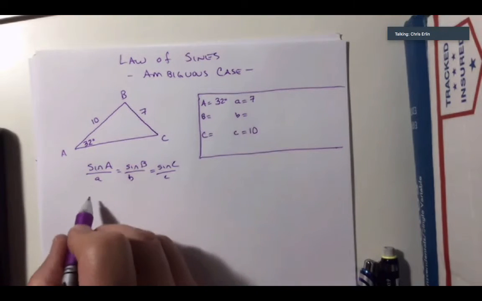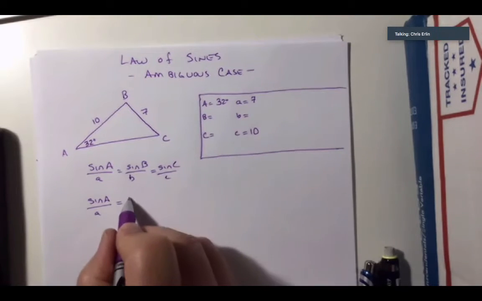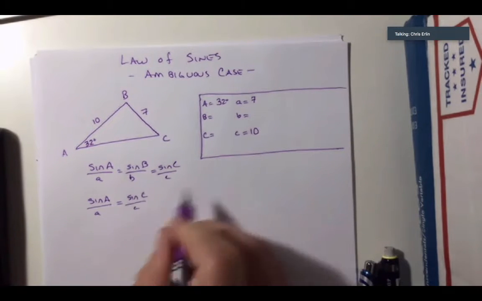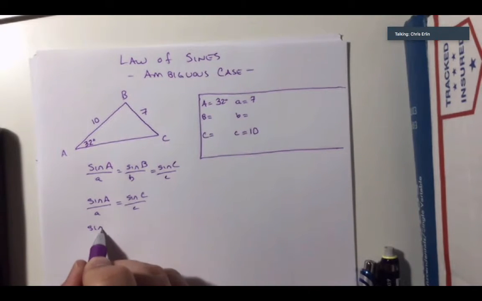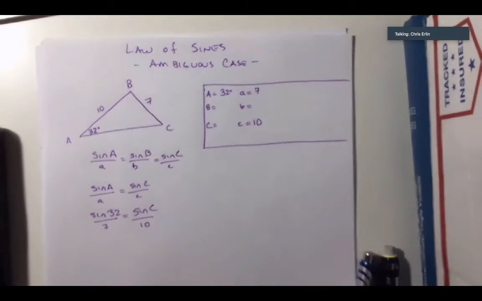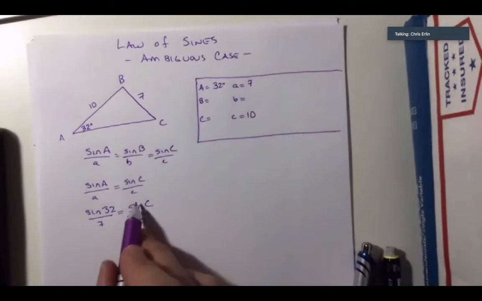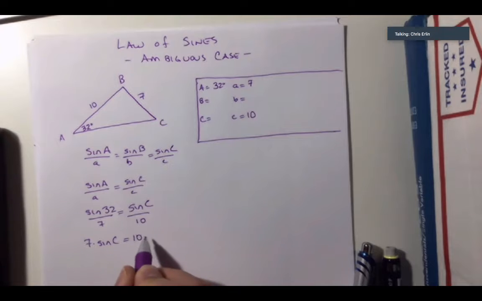So I'm going to begin by doing the sine of A is to a as the sine of C is to c, because I've got a value for c. I'll plug these in. Sine of 32 is to 7 as the sine of C is to 10. And as always in these problems, I'm going to cross multiply to solve my proportion. I'm going to get 7 times the sine of C is equal to 10 times the sine of 32.